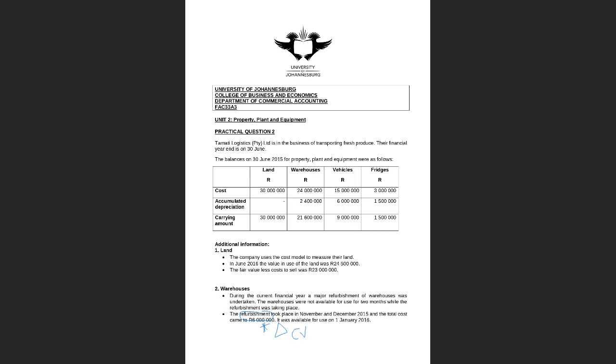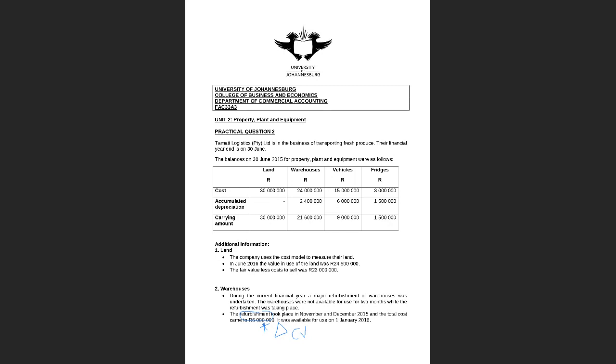So I'm just going to remind you quickly, when you do a change in estimate, there are certain steps that you need to follow. I'm going to show the solutions again just now. We're just doing this part of the question first, and then we're going to go back to the solutions. With a change in estimate, remember that you need to calculate the carrying value of that asset firstly, and then divide by the remaining useful life.